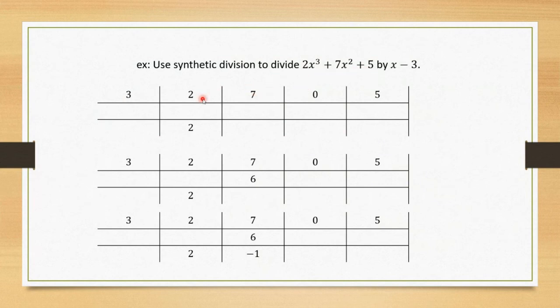So 2 goes here. 7, the next coefficient, goes here. There's no x term, right? So what we have to do is put a 0 as a placeholder. I mean, you could write this as 0x, but if you put 0 here, that's fine. Same idea. 5 goes here. That's our constant term. Then what do we do next? Well, just like before, the first coefficient comes down. We multiply. The product goes here. And then we add.